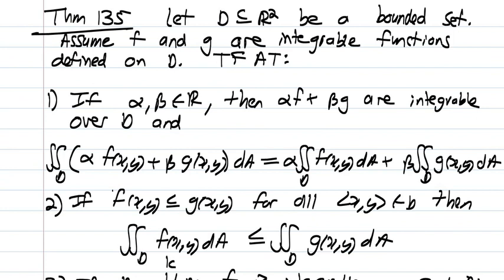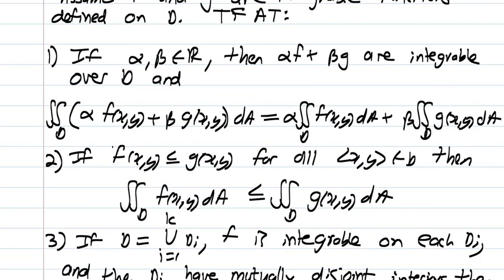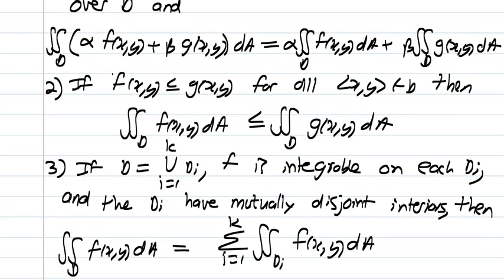If f is less than or equal to g for all points x, y in the general region D, then the double integral of f is less than or equal to the double integral of g. So again, a nice comparison theorem. We have a new theorem because now we can talk about general regions. And the result goes as follows.